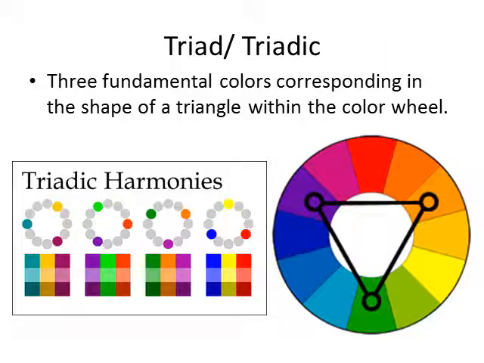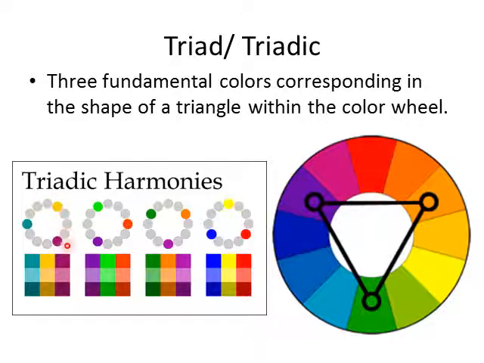Triad or triadic. This means 3 colors that correspond in the shape of a triangle within the color wheel. And you can have a lot of fun with this, especially if you're working with plaids. Down here are some examples of some triadic harmonies. And each of these larger circles represent the color wheel. And if you look at the points across from each other, it will make the triangle.